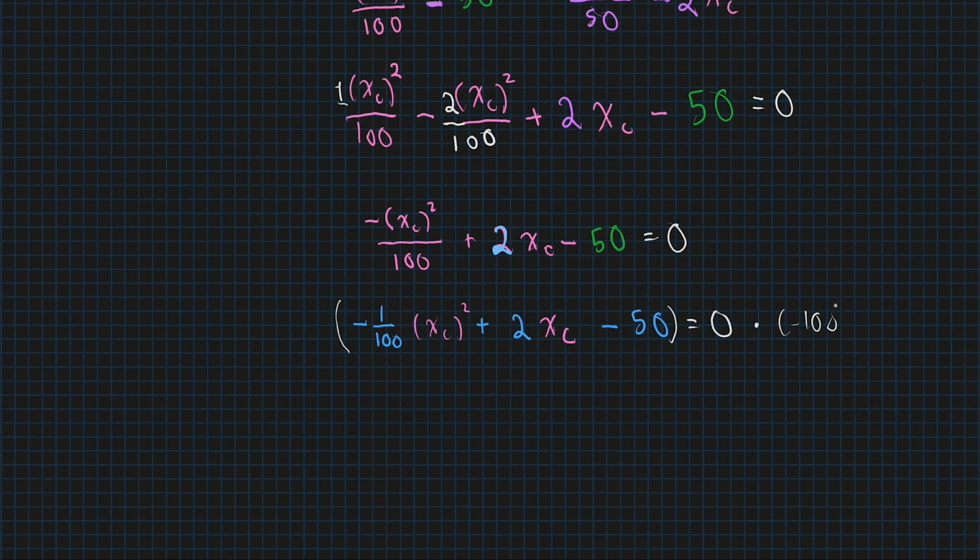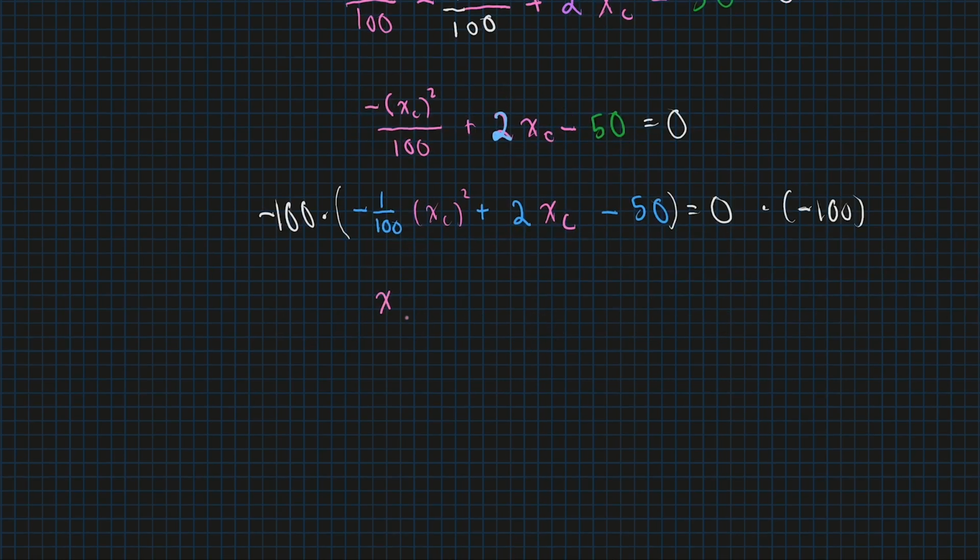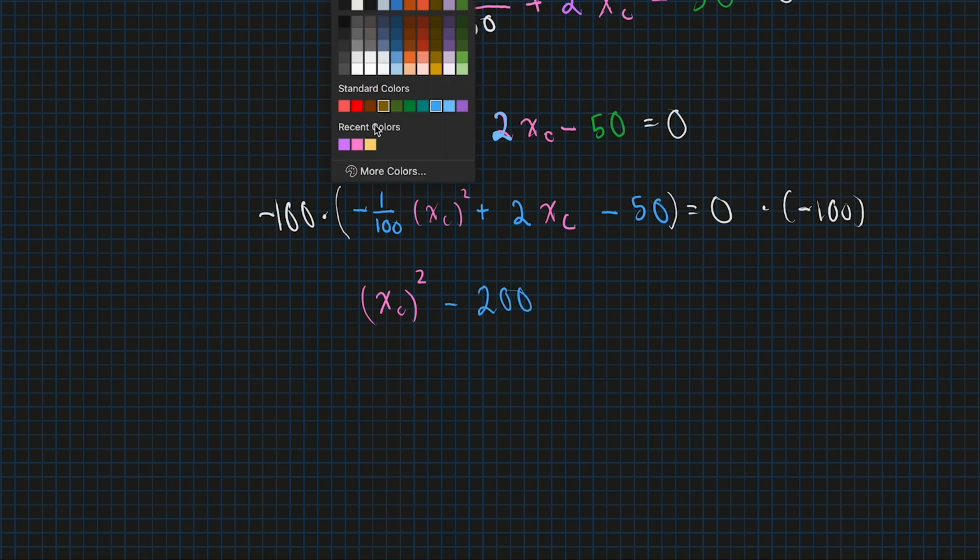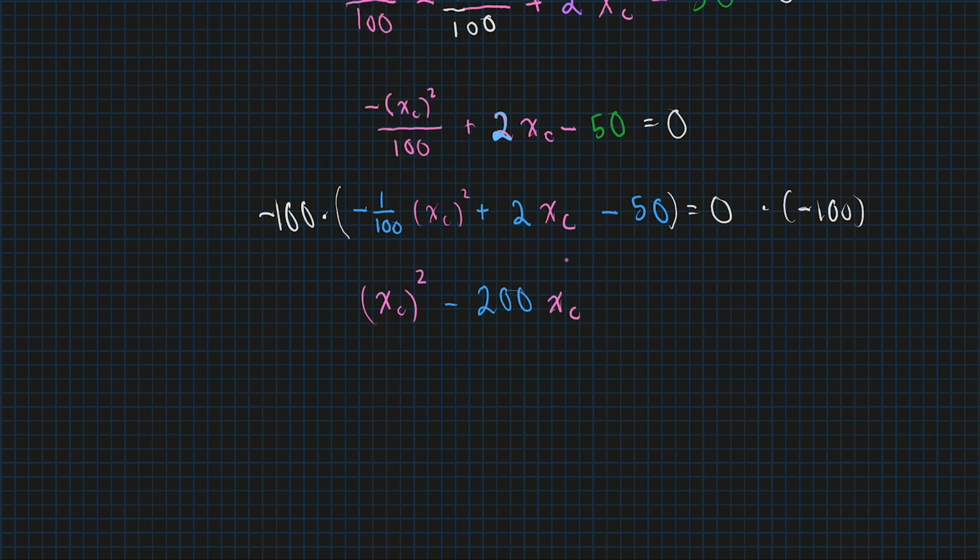And of course, what's useful about solving a quadratic this way is that 0 times negative 100 is, of course, just 0, right? 0 times anything is 0. So I'll still write negative 100 out here, just so you can see we're doing the same thing to both sides. So negative 100, and then this times negative 100, every single term. Here we just have the x sub c squared. And what's negative 100 times 2? Well, negative 100 times 2 is just negative 200. So negative 200, of course, x sub c.